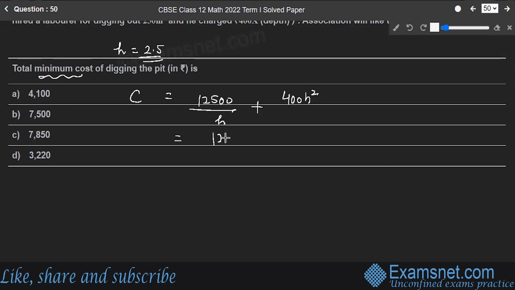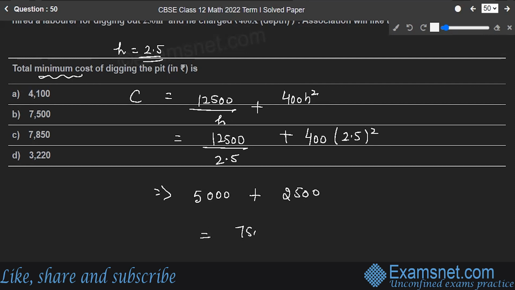So this is 12500 upon 2.5 plus 400 into 2.5 square, which is equal to 5000 plus 2500, which gives you a total of 7500 rupees. So this is the answer to the question, and we have option B as the correct answer.